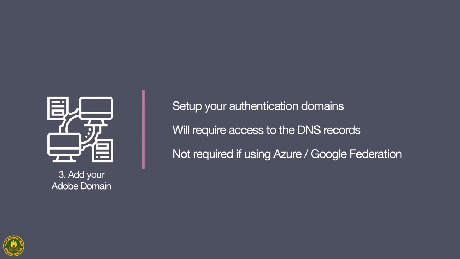Right, back to the step-by-step. Next up is to add your domain or domains that users will be authenticating from. This will require some DNS records to be created, so ensure to have the correct administrator on hand. Last point, if you're using the Azure AD connector or Google Federation sync, you do not need to manually add your domain. Selected domains from the IDP setup are automatically synchronized over.